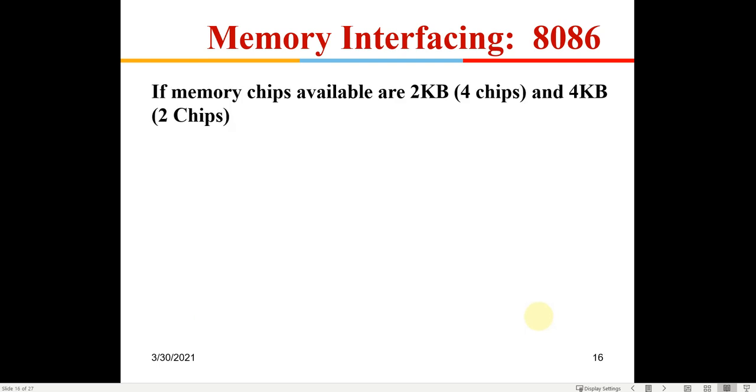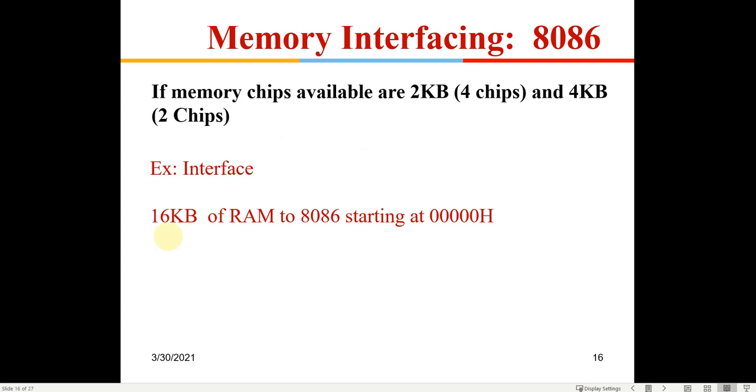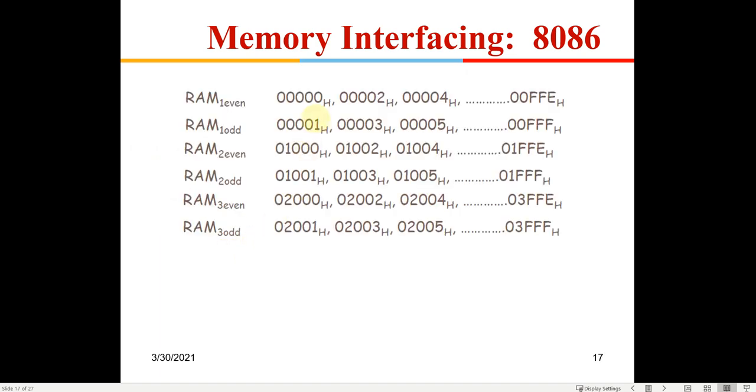Now coming to one more example, where the memory chips available are 2 KB 4 chips and 4 KB 2 chips. How to interface them? The total RAM to be interfaced is 16 KB. The 2 KB chips give 8 KB in total, and the 4 KB chips, we have 2 chips, so the total memory is going to be 16 KB. So RAM 1, this is going to be an even bank, and these two together are 2 KB, from 00000 to 00FFF.